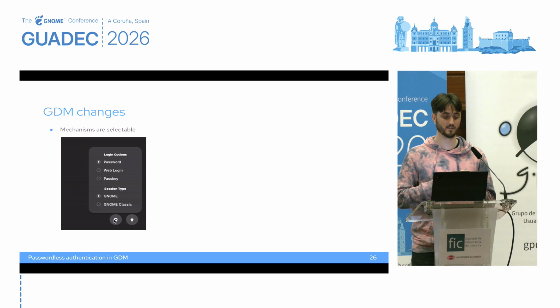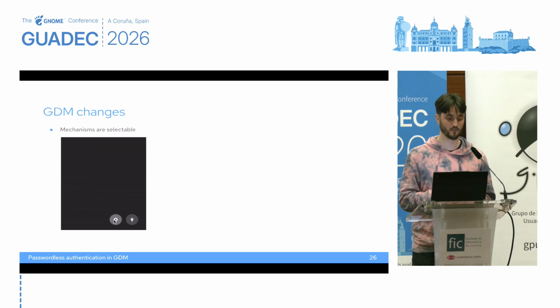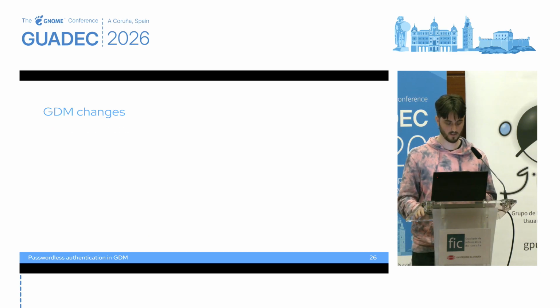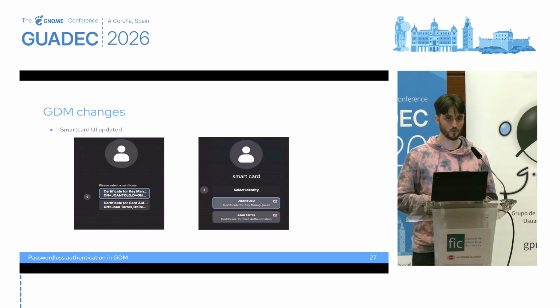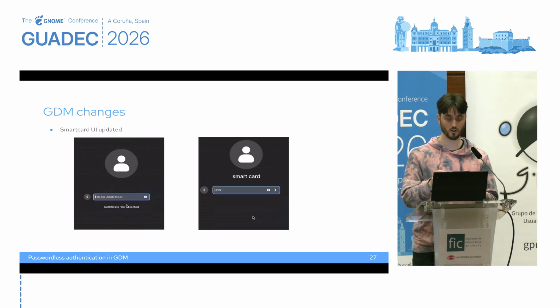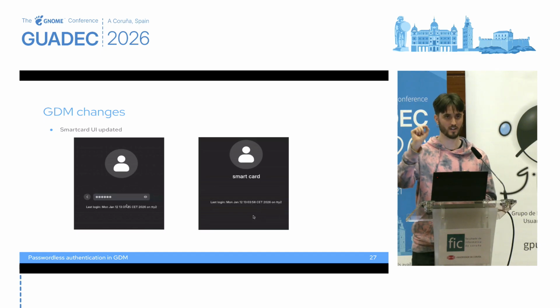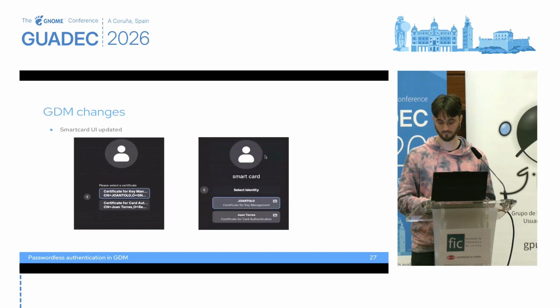And this results in some UI changes. Now, as you can see here, we can select between the different available authentication mechanisms, and we can still select the available session types. The smart card UI has been improved, as I was mentioning before. Now the certificates look better, and you can better see the organization information of the certificate, with the icon in the right corner.